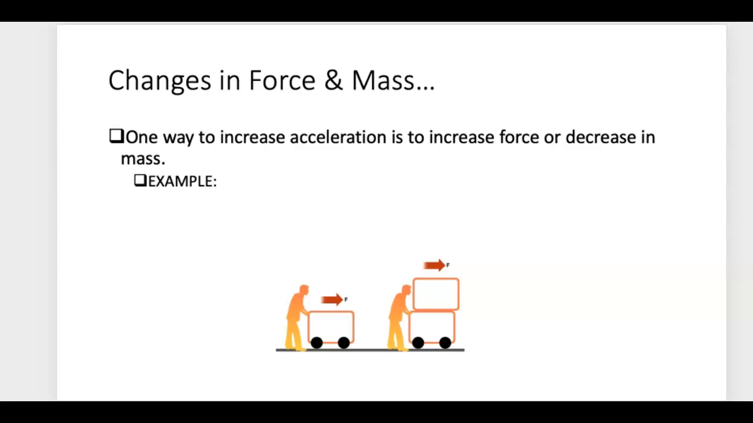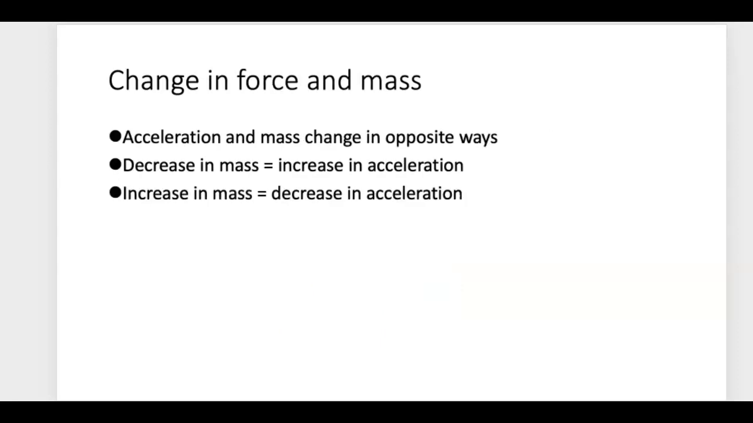So that tells me acceleration and mass are in an inverse relationship with each other. If mass goes up, acceleration goes down. So acceleration and mass move in opposite directions. You want to decrease the mass to increase the acceleration. Increase the mass if you want to decrease the acceleration. This is true when you keep the force the same. If you change the force, then because of the greater mass, the acceleration will change.